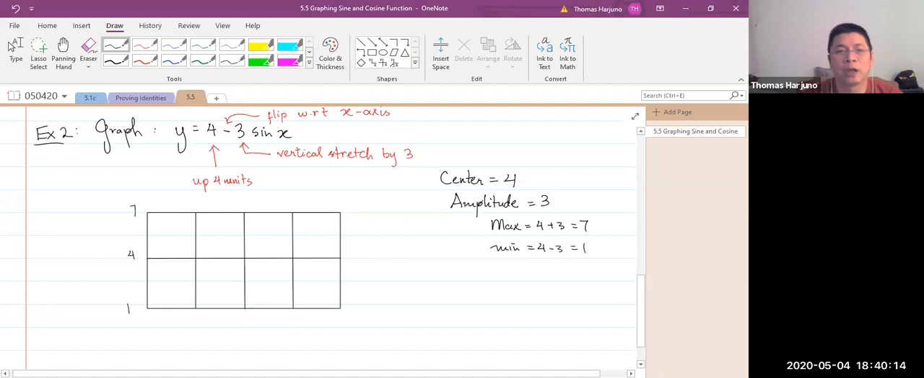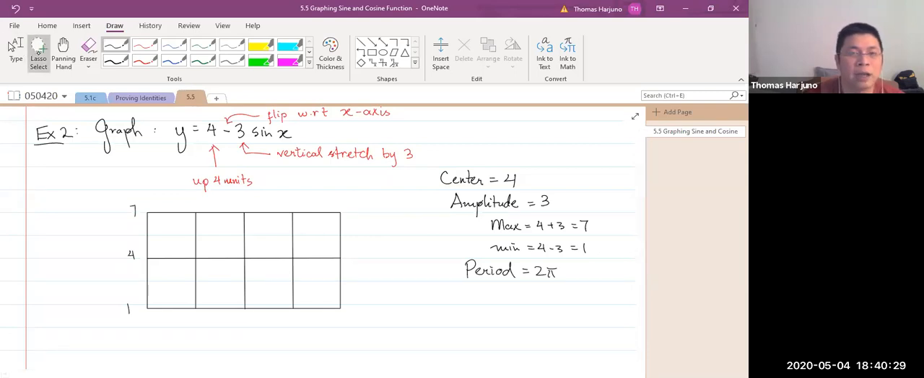Okay, and there is no change in the period. The period is still 2 pi. And it will follow the graph of sine, except that we have to flip it, right? So the graph later on will look like this.